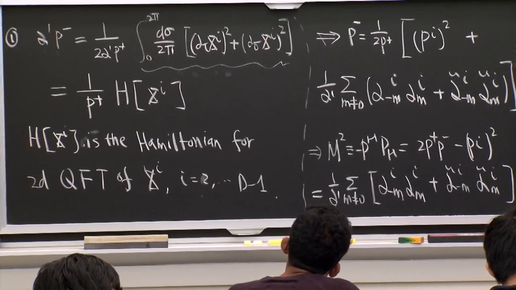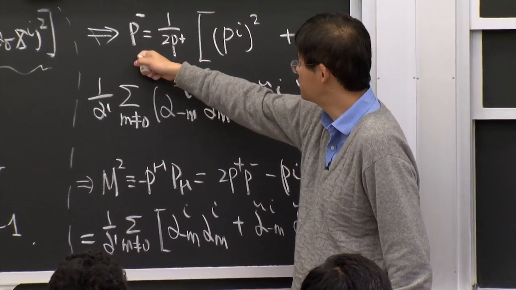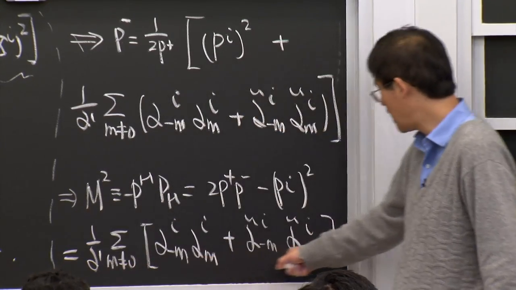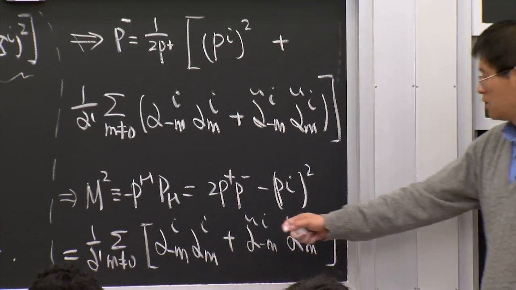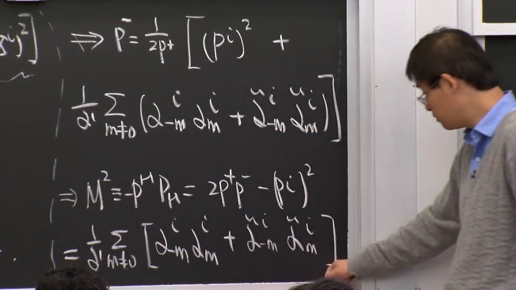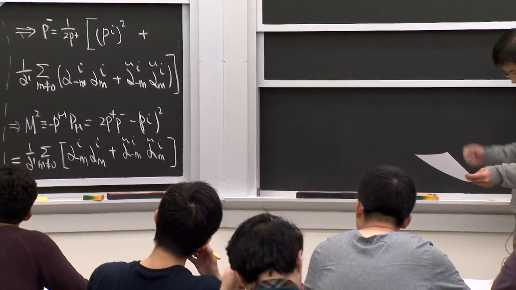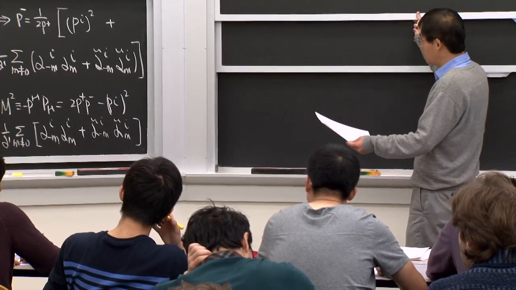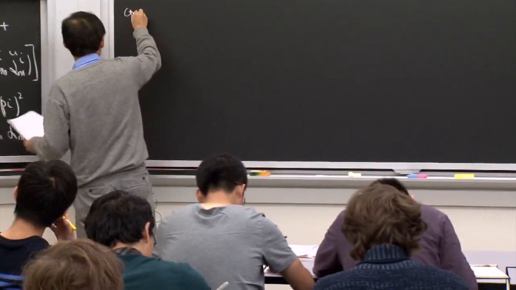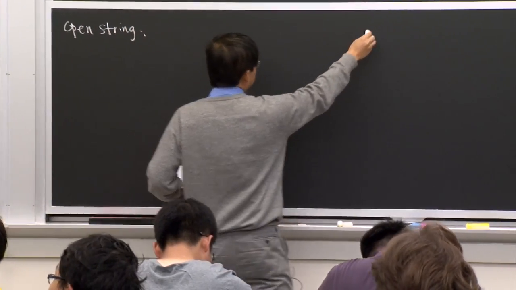Then you see that this constraint for p minus can now be rewritten as a relation of the mass of the whole string in terms of its oscillation modes. Okay? And similarly for the open string. This is for the closed string; for the open string, exactly the same thing applies, just that you only have one side of modes.